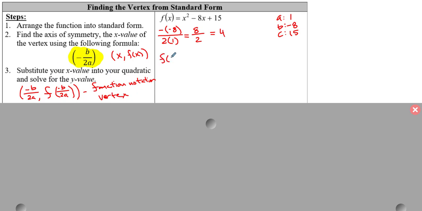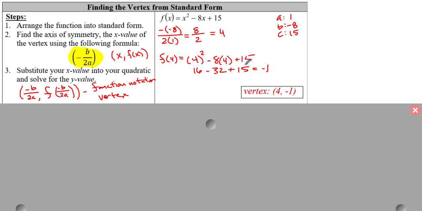So to find my Y value, I'm just going to simply plug this X value into my function here. So we got f of 4, and then we're going to do 4 squared minus 8 times 4 plus 15. 4 squared, that's going to give me 16. -8 times 4 is going to give me -32. Then I got plus 15. I crunch all those numbers together and I should get -1. Alright, and then my vertex is going to be these two values. I have my X value and I have my Y value. So I'm going to write that out for you here. Alright, there it is. 4, -1 is my vertex.